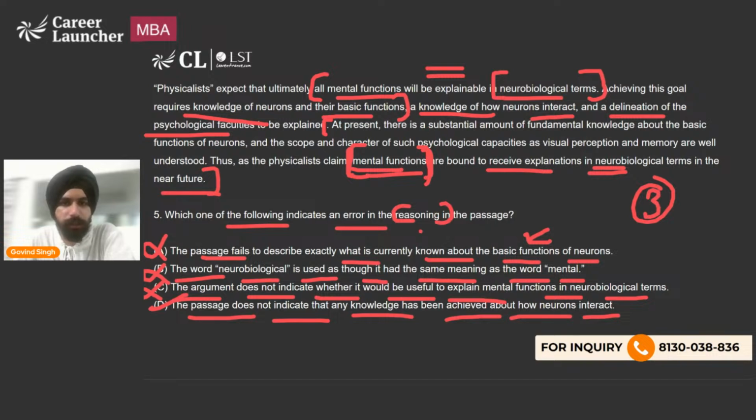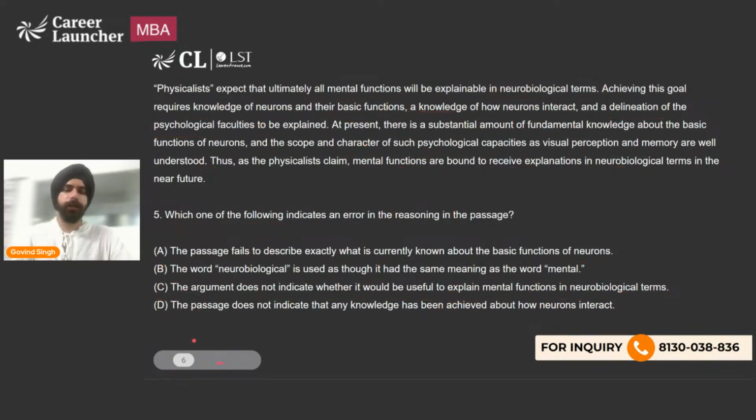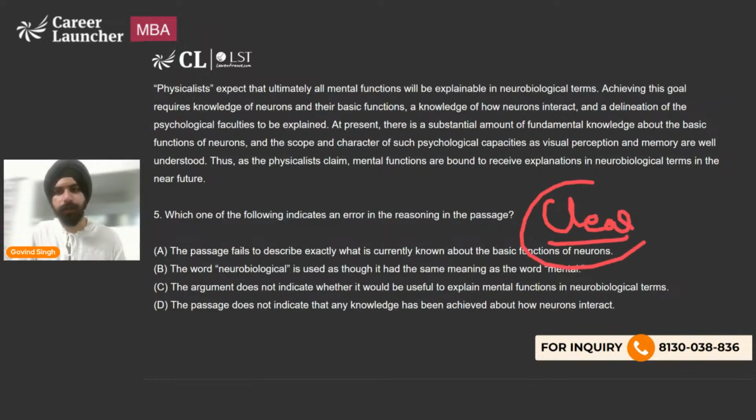That आपको तीन चीजें चाहिए and ये वाली चीज है ही नहीं आपके पास. No knowledge about how neurons interact, right? So this becomes a error in the reasoning, a flaw in the reasoning, and D becomes the correct option. I hope this is clear to everyone. Is the question clear, guys? Yes.